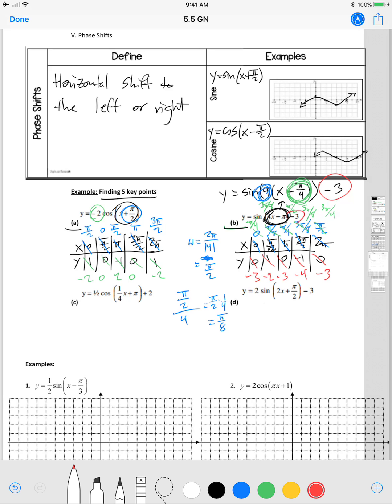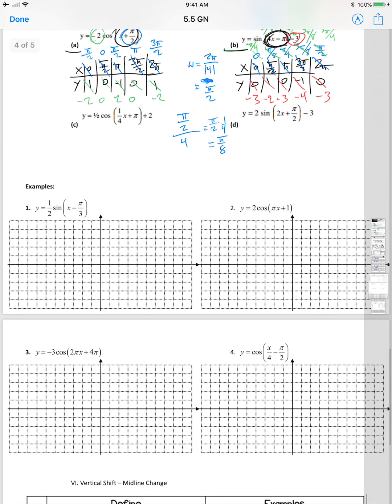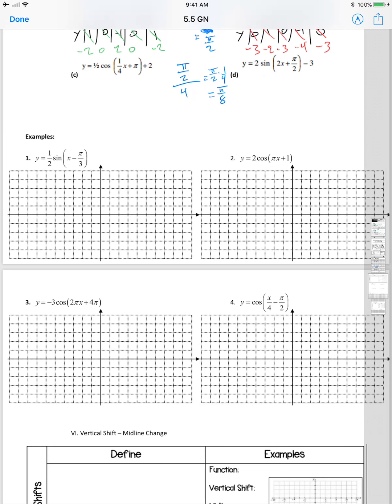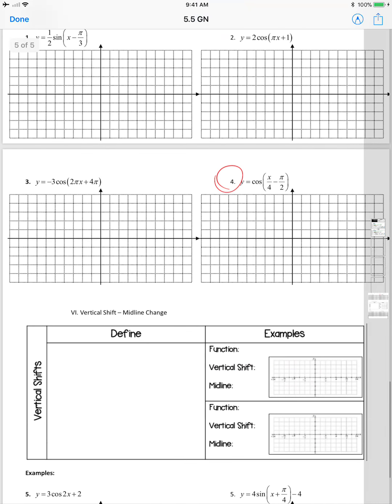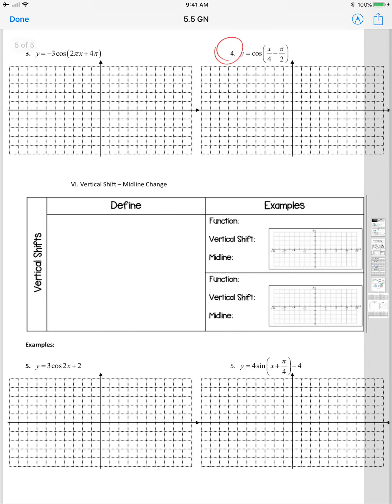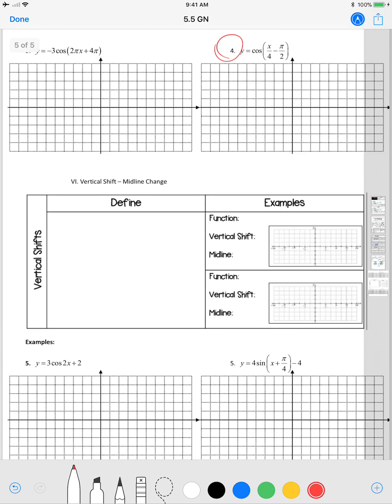Now this minus 3 out here is actually going to be our next topic. I'm going to go ahead and skip these examples. We do ask that you do number 4 to be eligible for the retake. But go ahead and talk to me about 1, 2, and 3 if you're stuck on any of them. We've had plenty of examples in class, so that's why I'm skipping them. We're going to go right to the last kind of transformation.